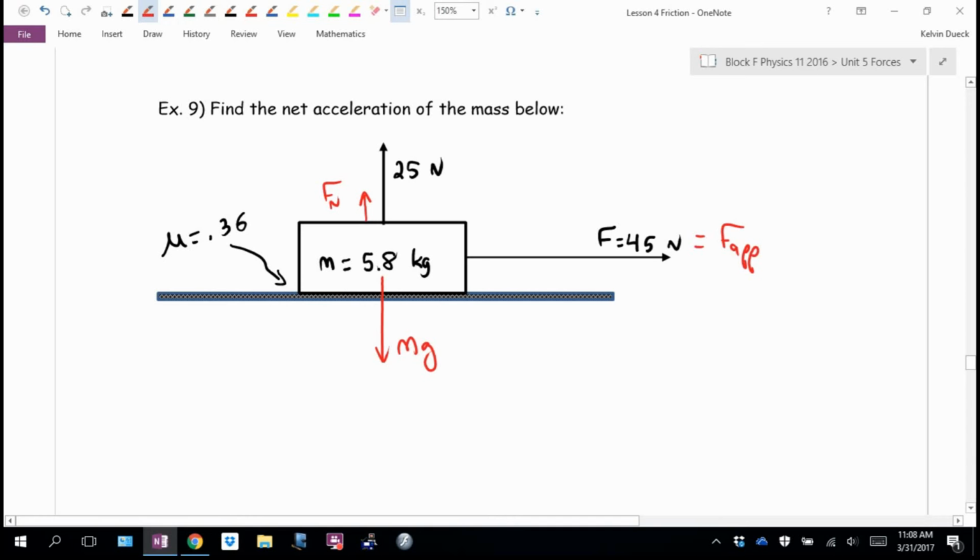Something's pulling it. Is there friction in this question, Sarah? How do I know? That will be how I'll typically signal. I'll put a mu somewhere on the question, or in the instructions, I'll use the words rough ground, pulled over a rough surface. That's my way of saying it's not smooth, better include friction. Which way is this block sliding? So which way is friction pointing?